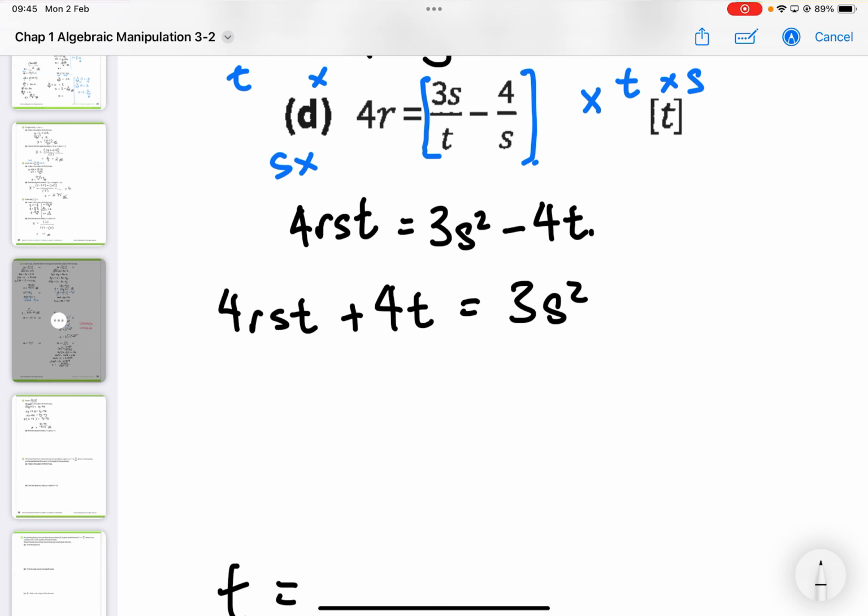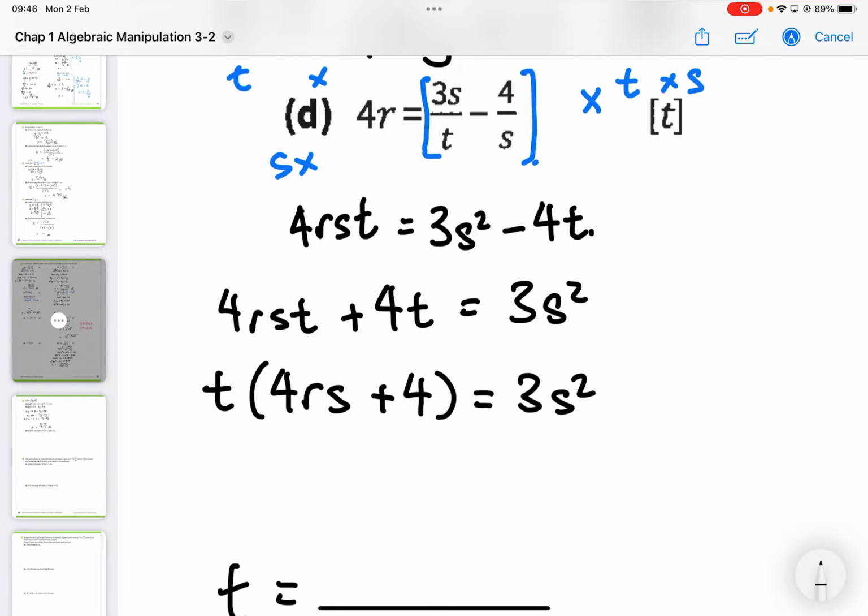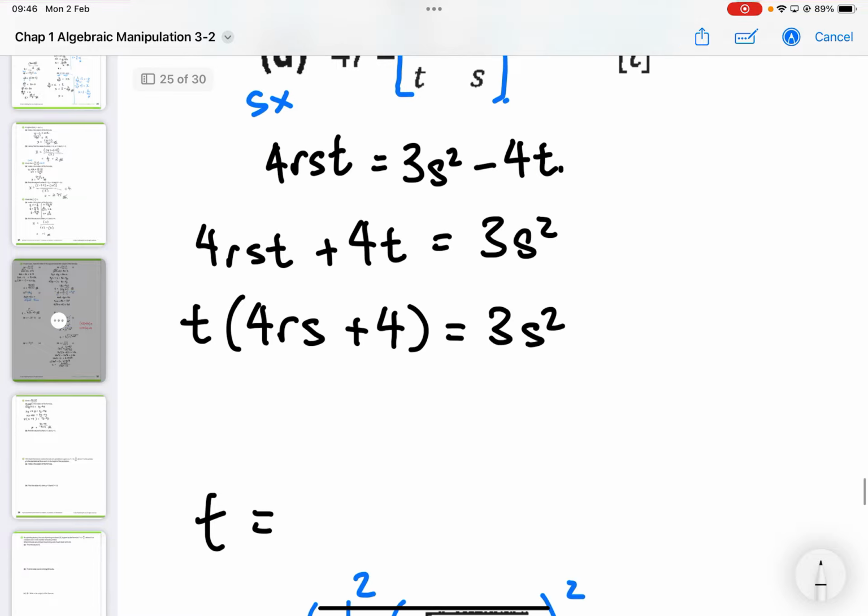Why I want to factor 4T? I factor T can already. Because I only want T. Then T times bracket, I want only T, just divide both sides with the whole bracket.